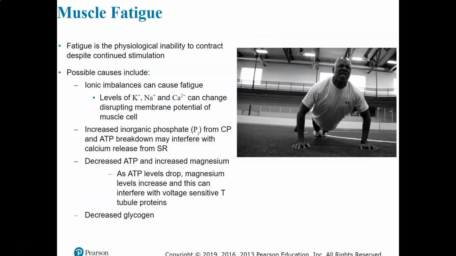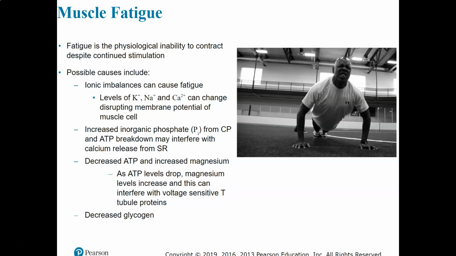Muscle fatigue is the point at which our muscles are unable to contract anymore. If you've spent some time exercising, you probably recognize that face as muscle fatigue, that time when you try to do one too many push-ups and all of a sudden your muscles stop working and you just collapse. So what causes this muscle fatigue?